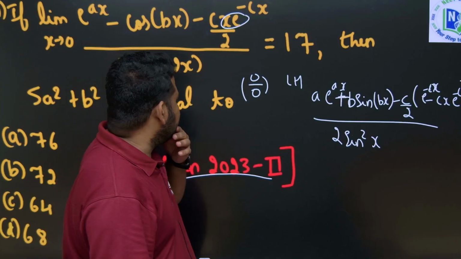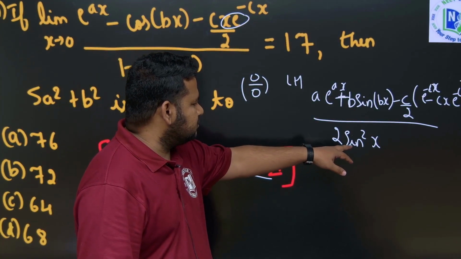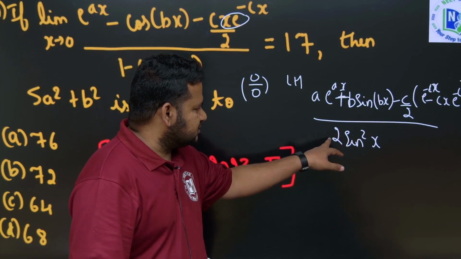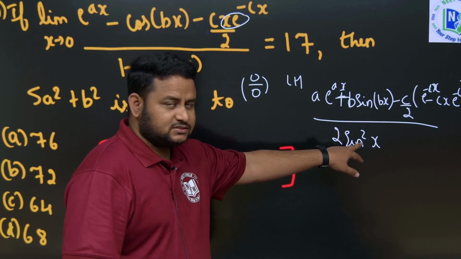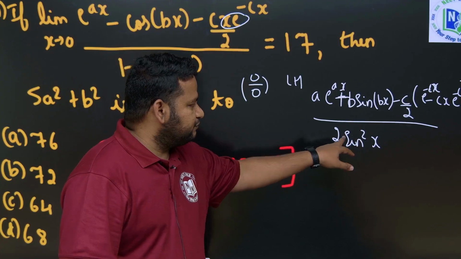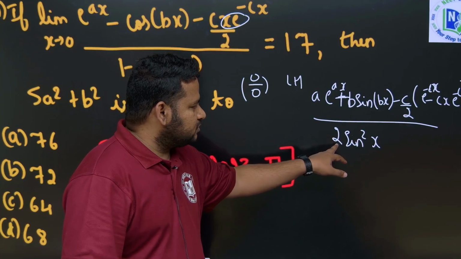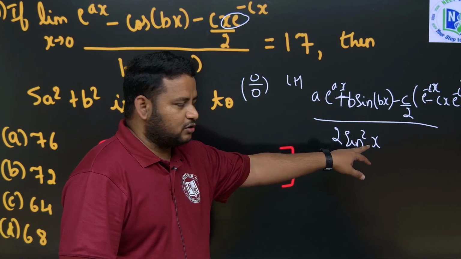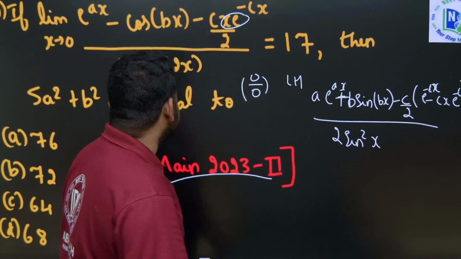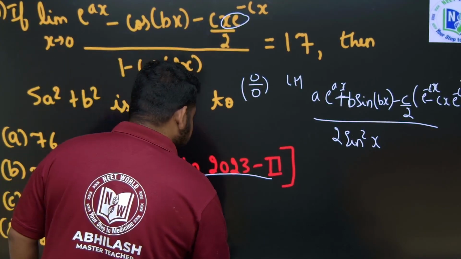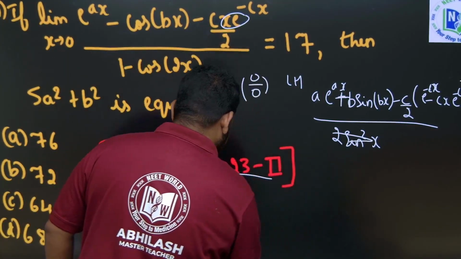Now what do we have here? If you differentiate 2 sin² x by the L'Hospital rule, what will it become? 2 into 2 sin x cos x, that is 4 sin x cos x, you will get. If I differentiate this, what do I get friends?